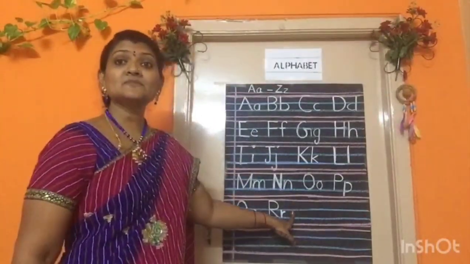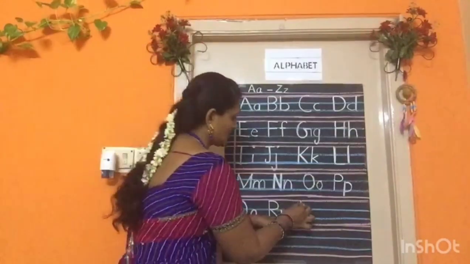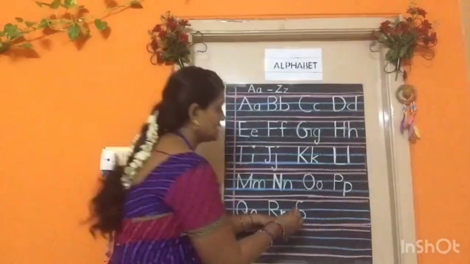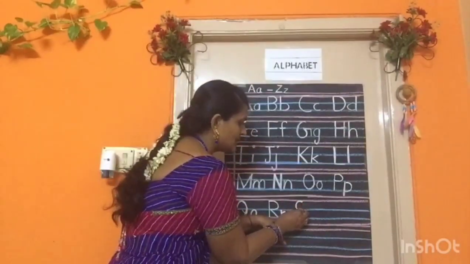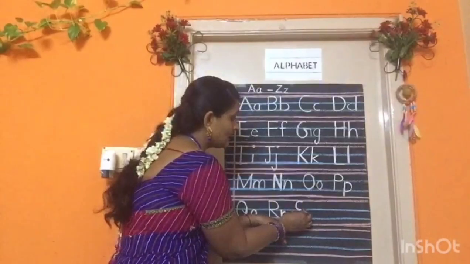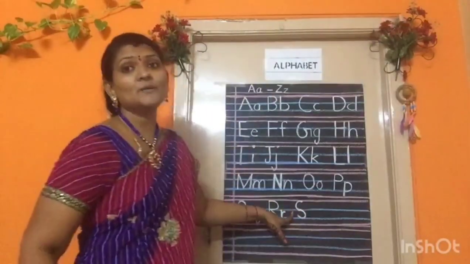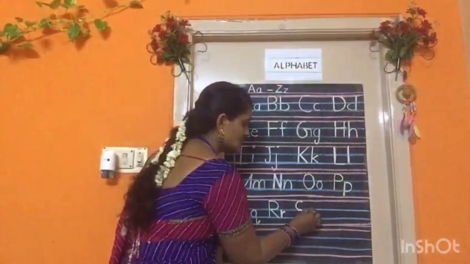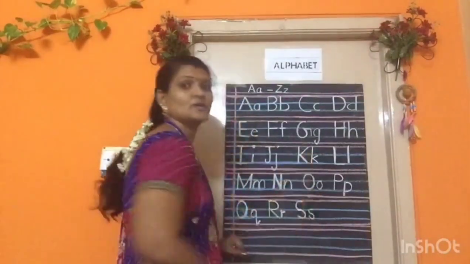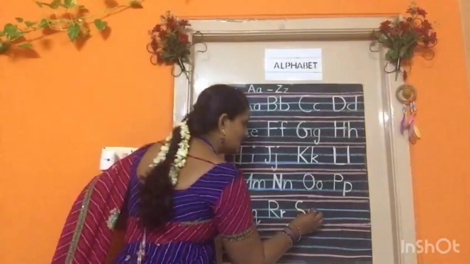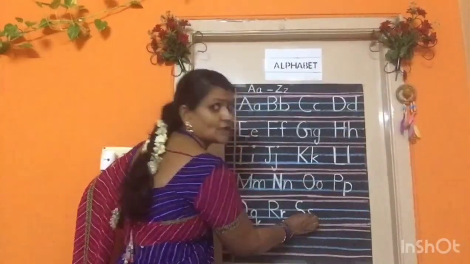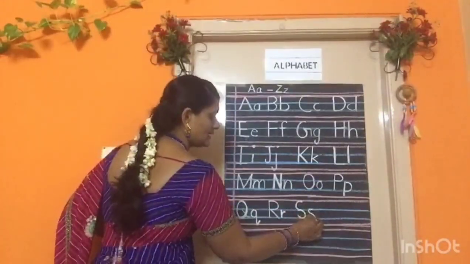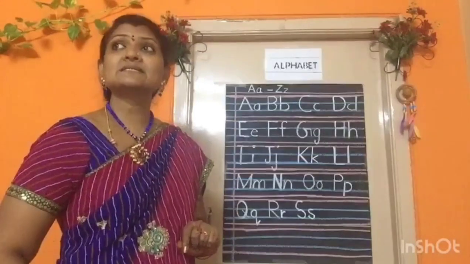Next comes S. Capital S. That is left curve in between pink and blue line and right curve in between two blue lines. Capital S and small s. Same, but in between two lines only you need to write, and you should not lift your pencil. Left curve and right curve. Small s. S says S.